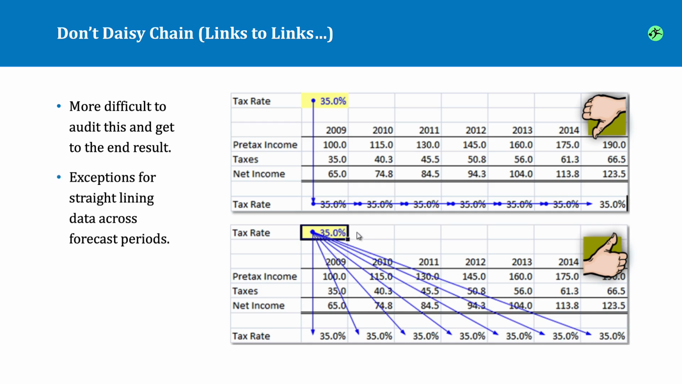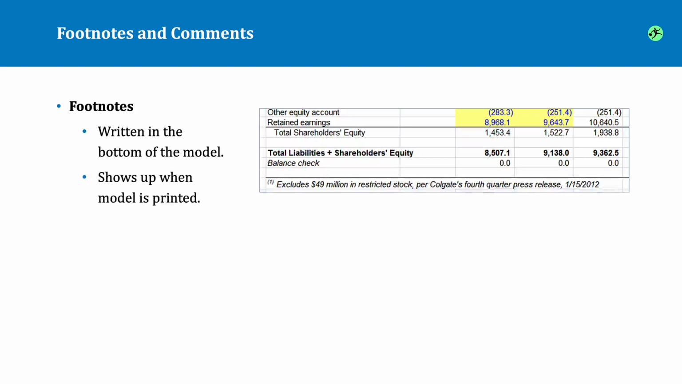The only exception for that is when you're straight lining data across forecast periods. We're going to do that a lot when we're building our financial statement model, so we're actually going to deviate a little bit from this. When we straight line historical data, we will daisy chain. That's the typical exception that you see across financial models.